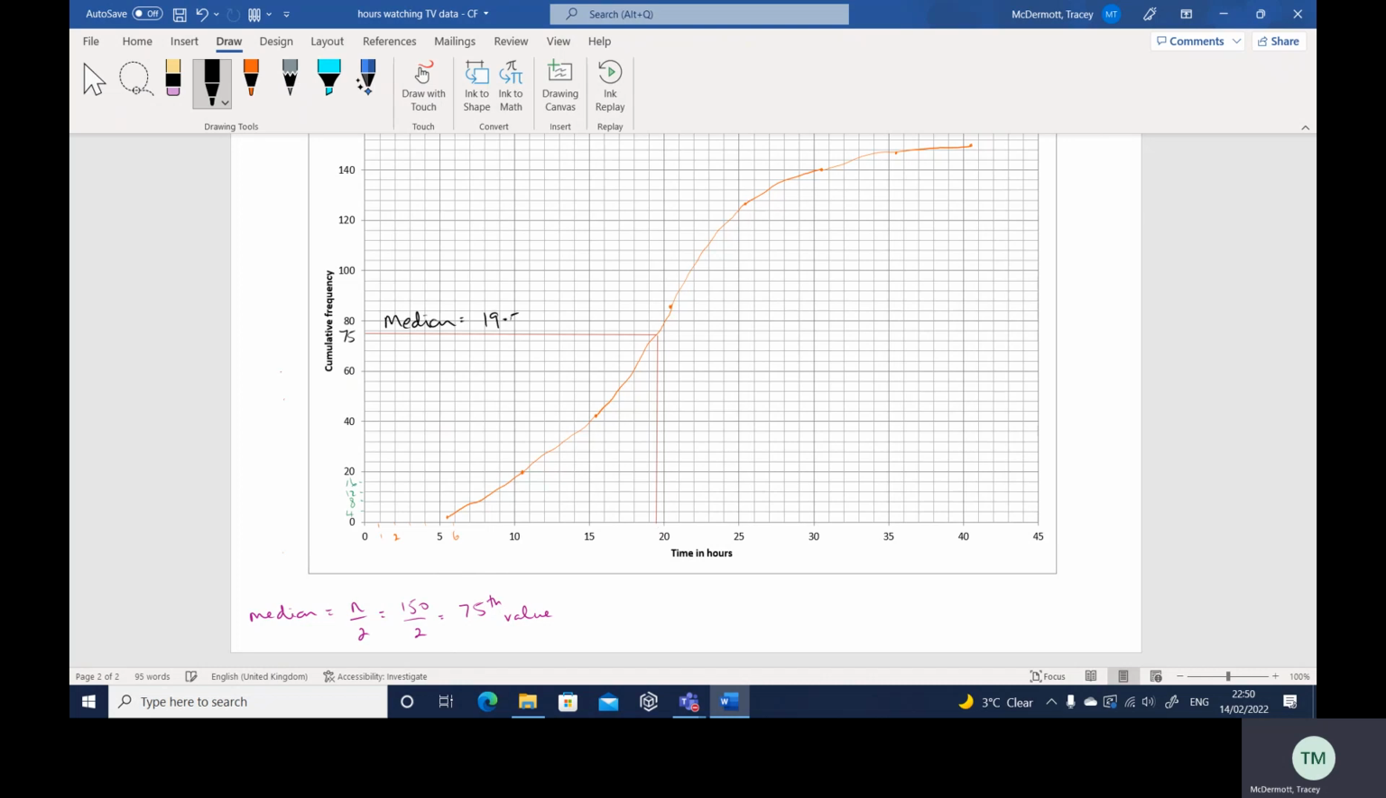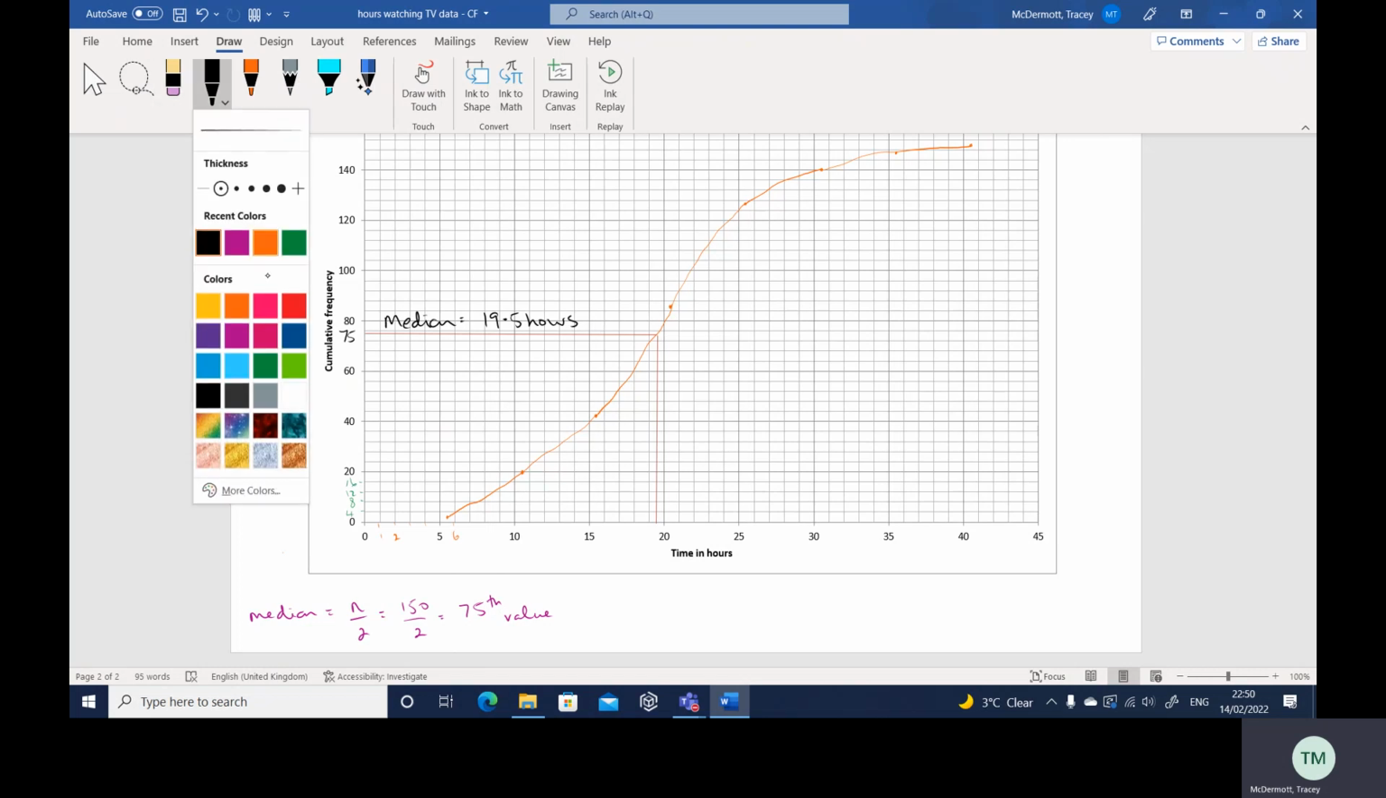So I'm going to say 19.5 hours, which makes sense because if you remember, our mean value was 19.19 and our modal group was between 16 and 20. So the mean, the median and the mode are all fairly similar, and that's what you want.